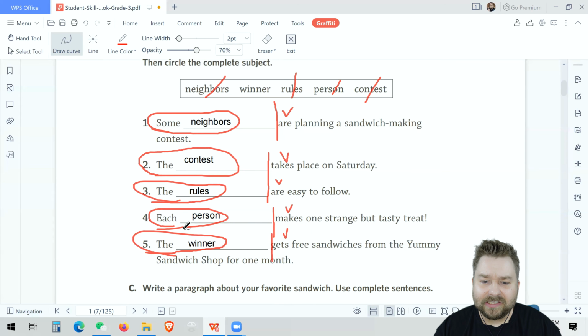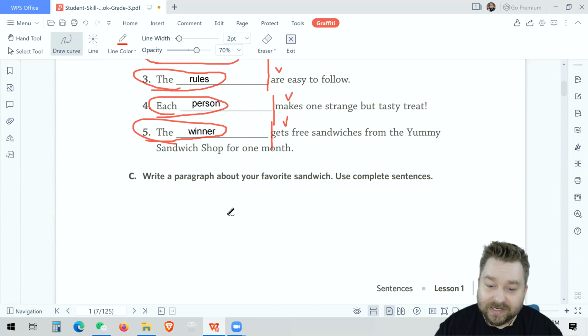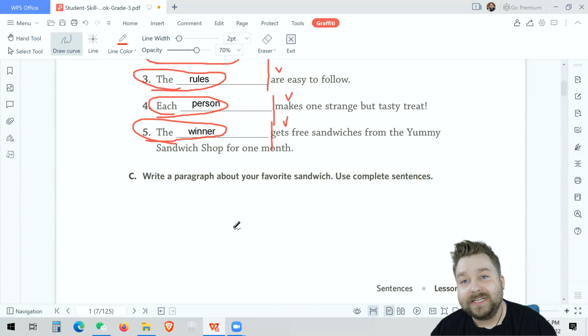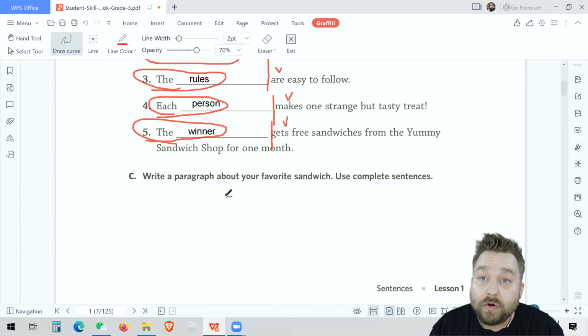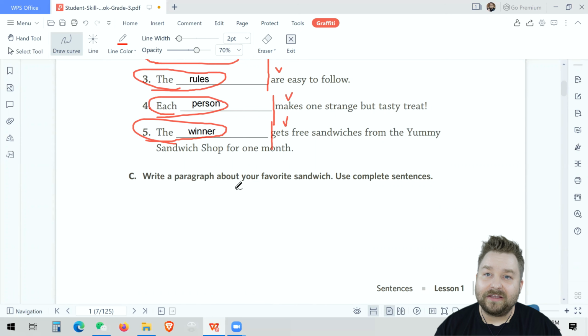Boom. And the complete subject is the winner. Nice. Now let's look down here at this. Oh, what is that? Write a paragraph about your favorite sandwich and use complete sentences. Well, I don't know what your favorite sandwich is, but you can write your answer in the comments down below and I can check it. But here, I'm going to give you an idea by talking about my favorite sandwich. So what I'm going to do here is I will write about my favorite sandwich.